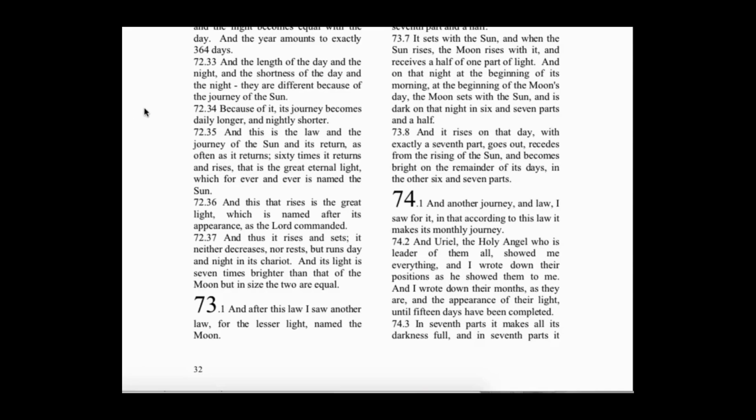Okay, now I want to talk about the Book of Enoch, chapter 73, which talks about the moon. And after this law, I saw another law for the lesser light, named the moon. Which means the moon has its own light. The mainstream says that the moon doesn't have light, that the moon's light is the reflection of the sun. That is false.